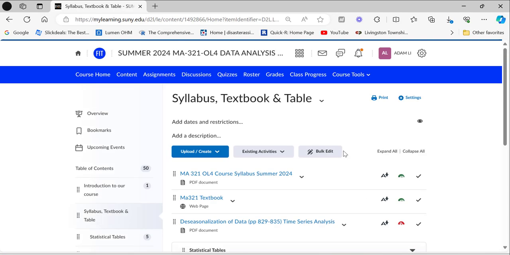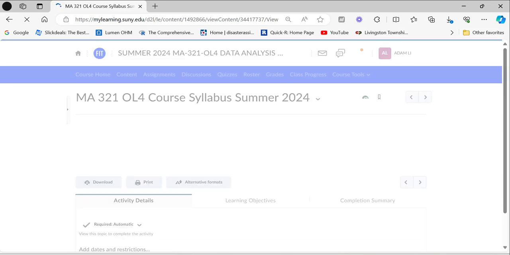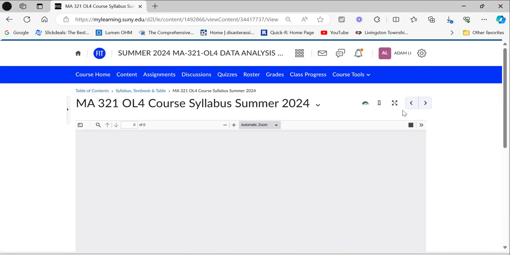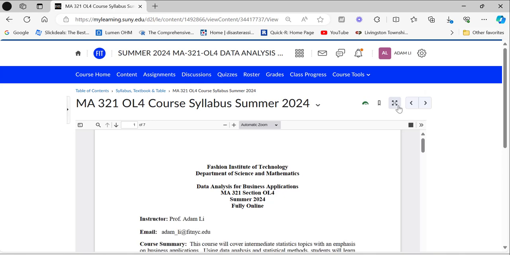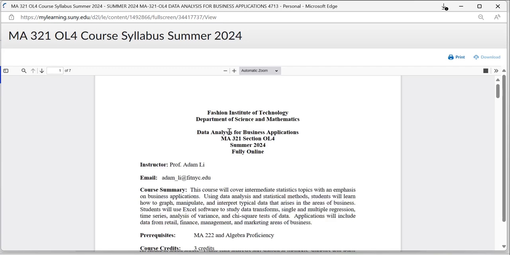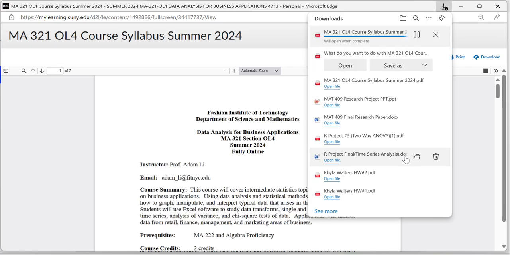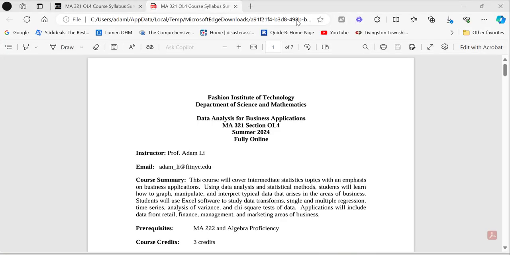First of all, let's go over the syllabus. So click on our course syllabus, and you can download the file. Yeah, you download the file, and I'm going to walk you through step by step, and then give you a brief explanation of each important item in this syllabus.